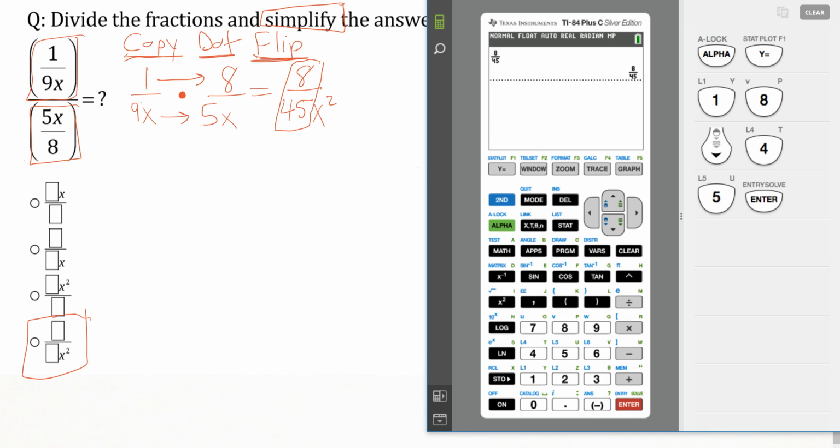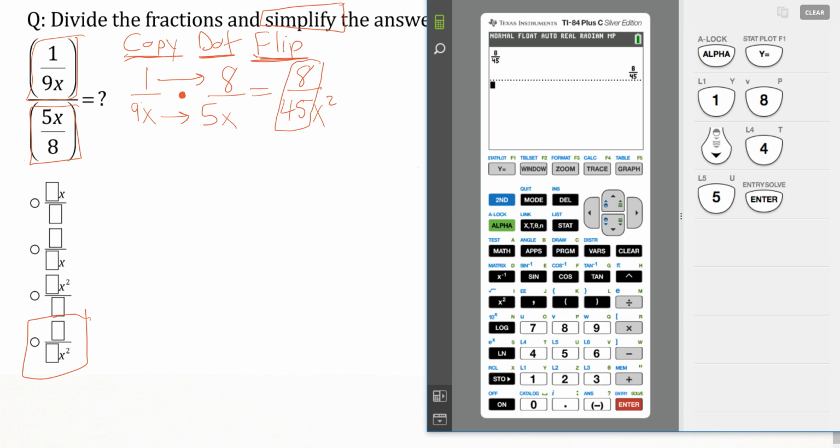So since 8 over 45 was what the answer was, we know we're looking at the simplified version of our fraction of 8 over 45, so we can feel comfortable typing in 8 for the top box and 45 for the bottom box in our answer below there.